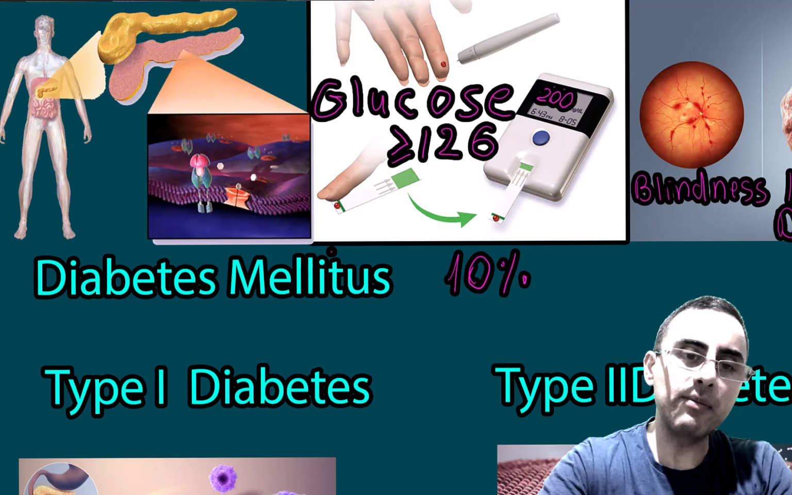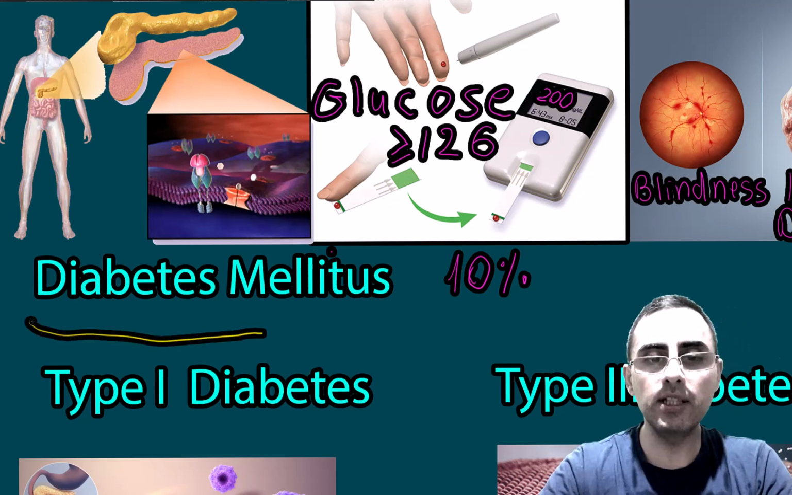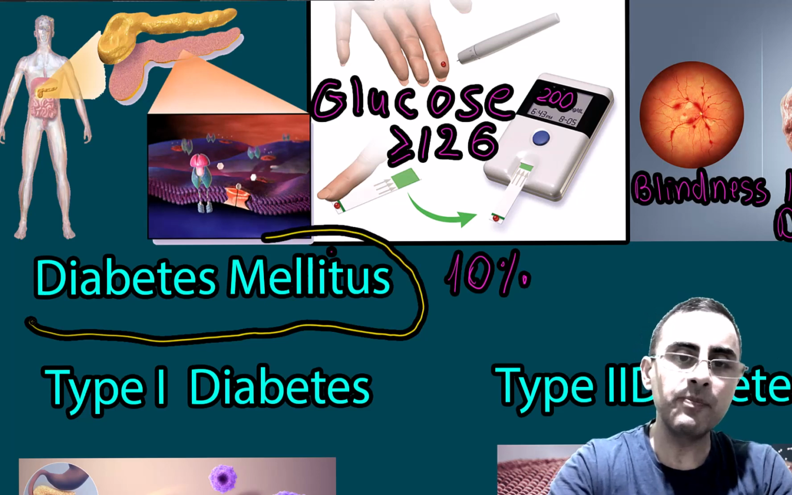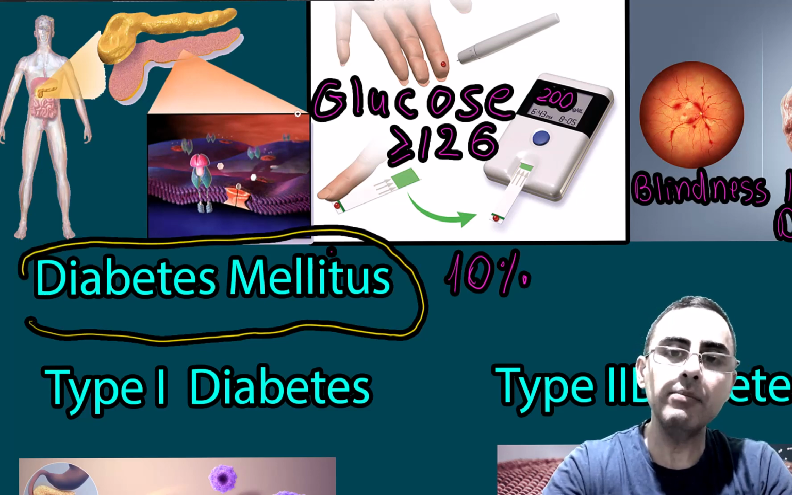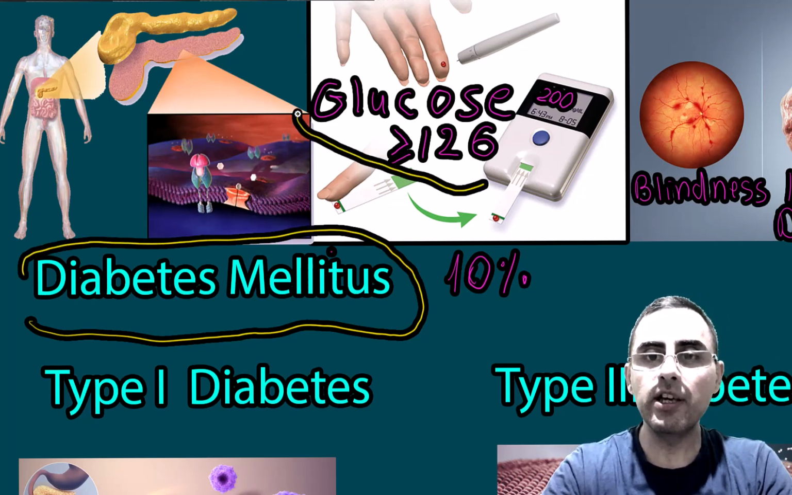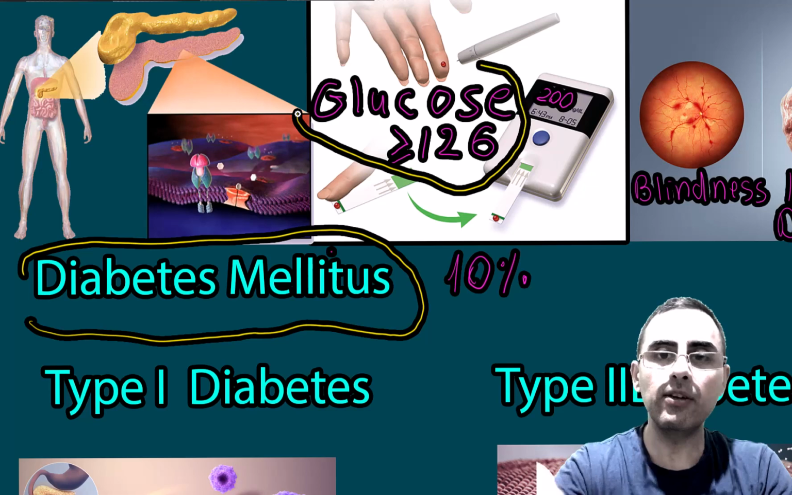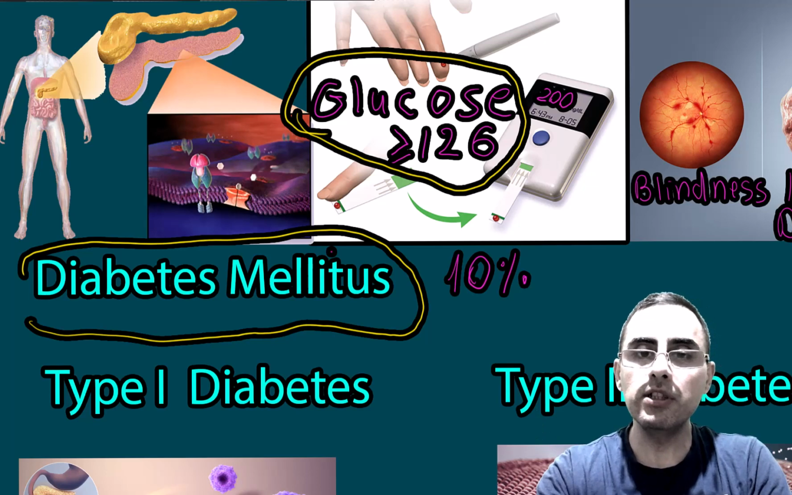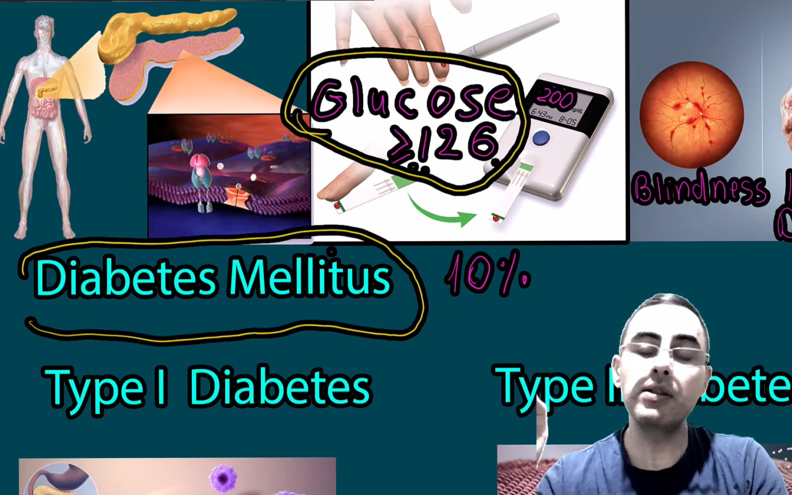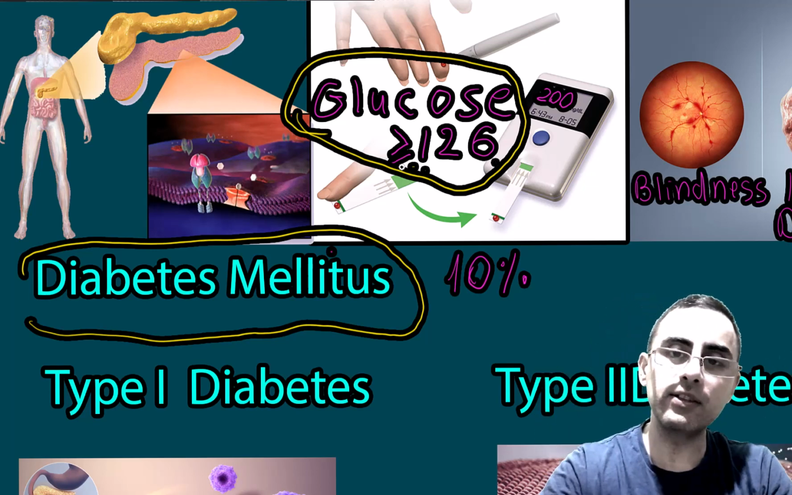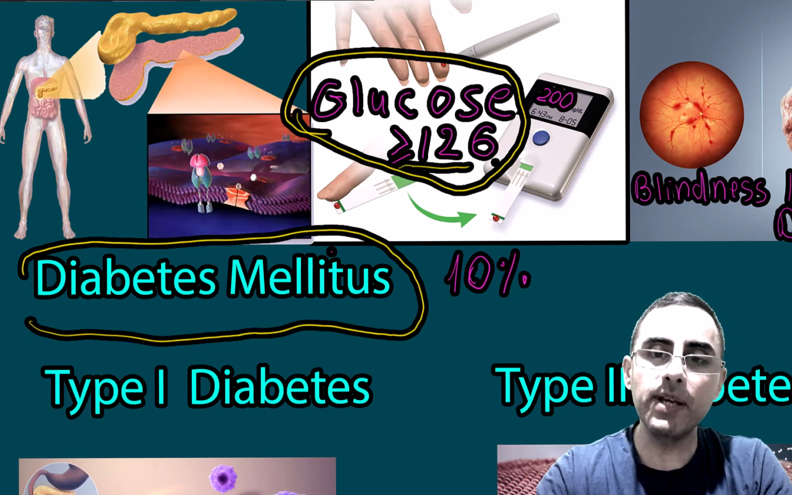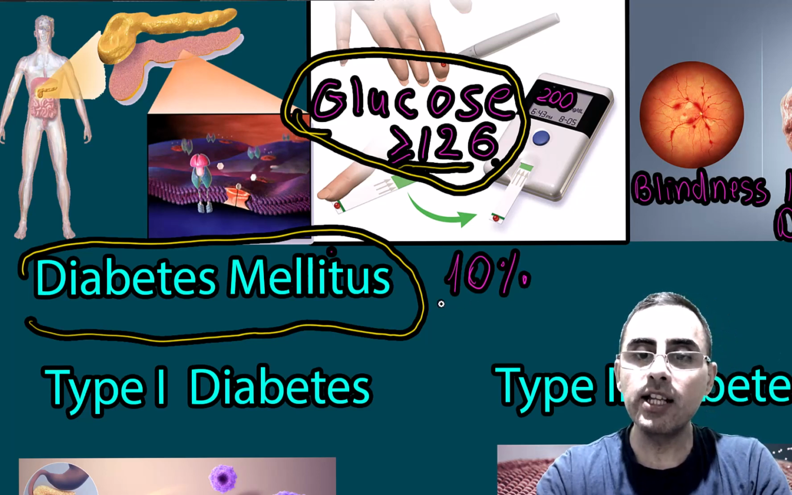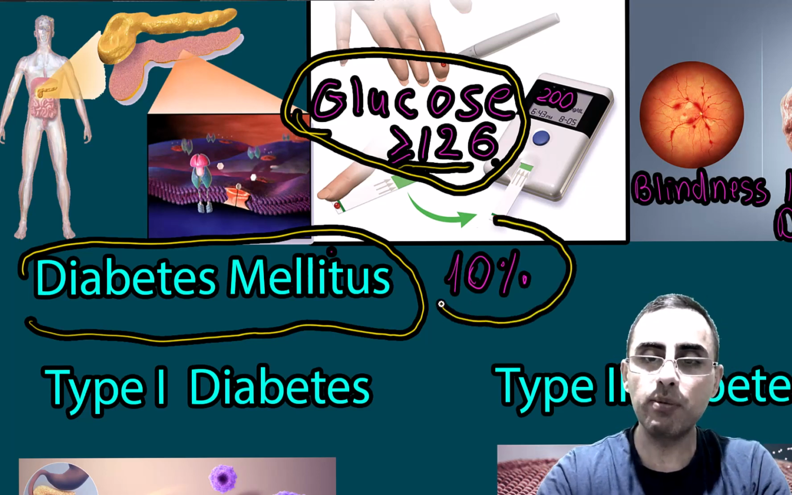When we say diabetes, we usually mean diabetes mellitus, which means high blood glucose level. The most important characteristic of diabetes is high blood glucose level, which is usually more than 126 milligram per deciliter during fasting. It's fasting glucose level. Diabetes affects more than 10% of world population.